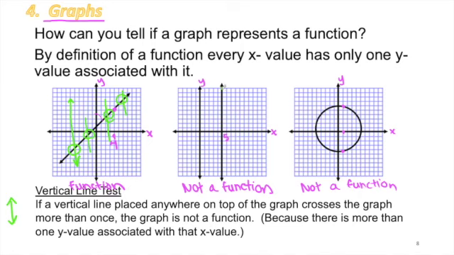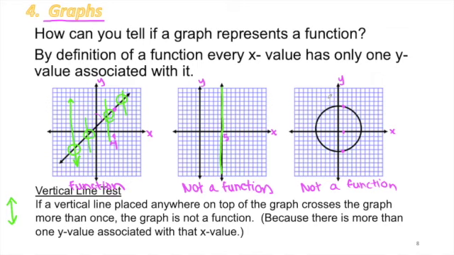In this example, you have to draw your vertical line on the graph. Well, this is actually going through an infinite number of times because you have drawn it and it's touching here, here, here, here, here, here, here, all the way down the graph. So that's why that's not a function.